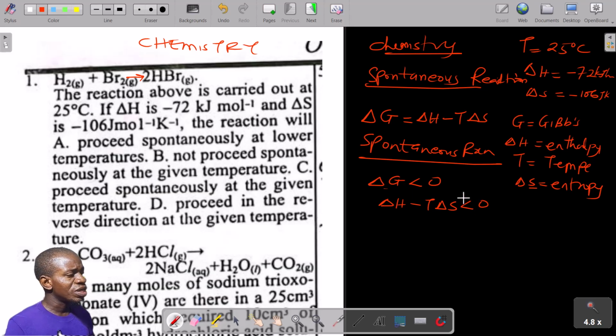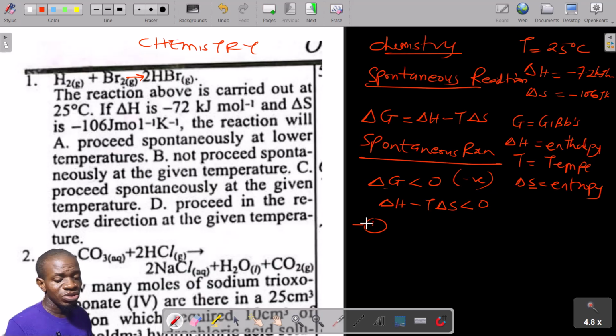So for the reaction to be spontaneous, your delta G must be what? Must be negative, which is what I have here. It must be negative. And the conditions that will make your delta G negative are the following.